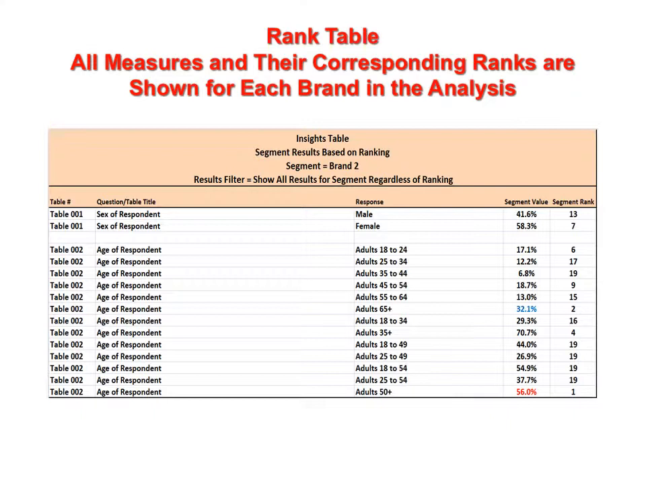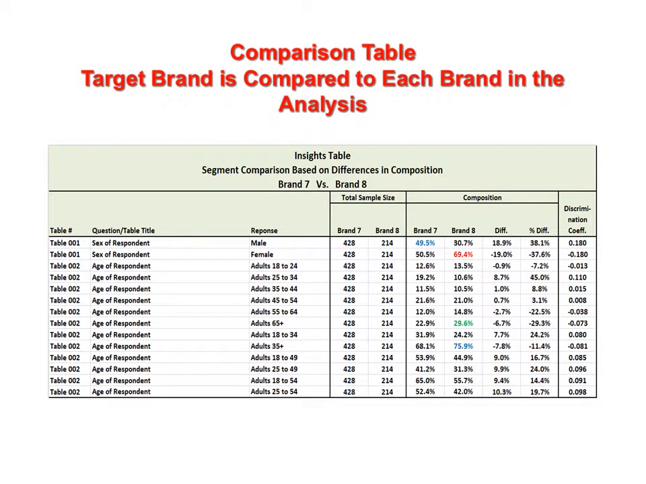It should be noted that by sorting the table on the basis of a brand's ranking, one can quickly pinpoint all the measures in which the brand is ranked first, second, or third. The Consumer Insights and Charting program also produces a series of comparison tables. As discussed previously, in each comparison table, the target brand is compared with one competing brand to determine the measures that best predict whether people use the target brand or whether they use the competing brand. The number of comparison tables produced by the program is dependent on the number of competing brands in the analysis.